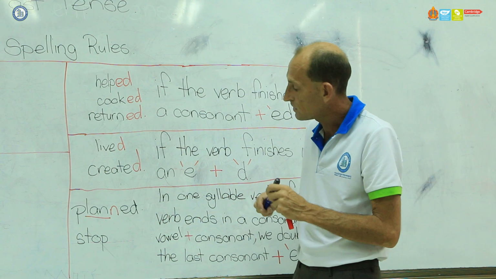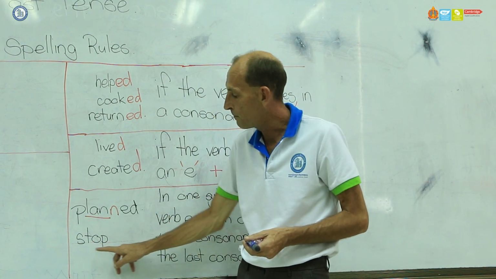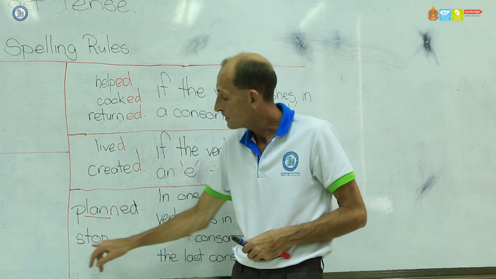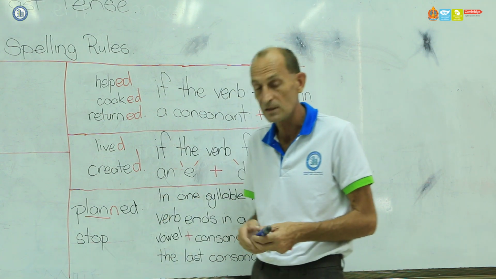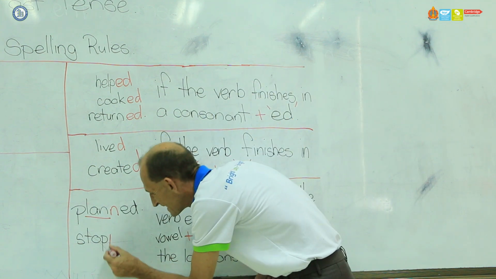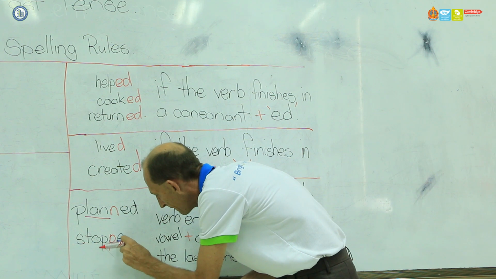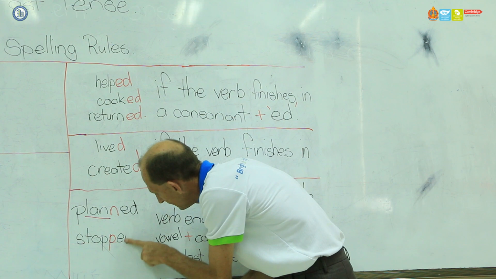Now let's have a look at stop. Again, stop is spelled S-T-O-P. So our last 3 letters are T-O-P. T is a consonant, O is a vowel, and P is a consonant. So that means we have to add a second P before we add our ED.